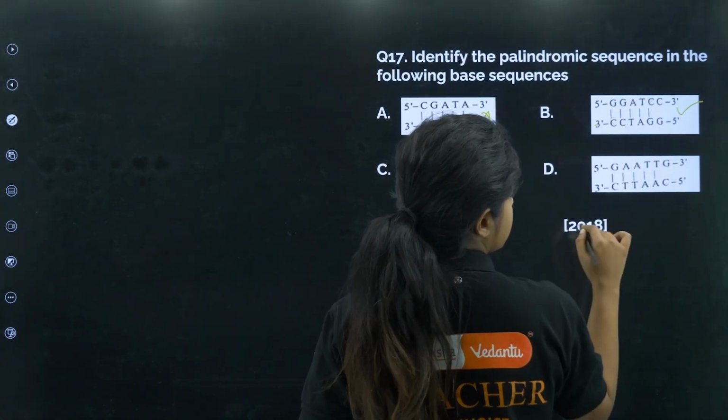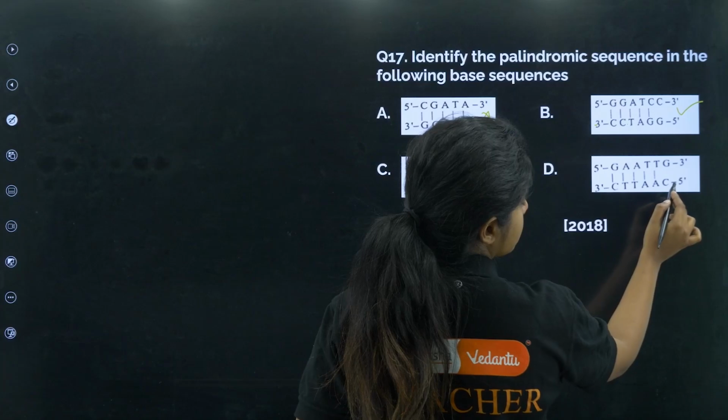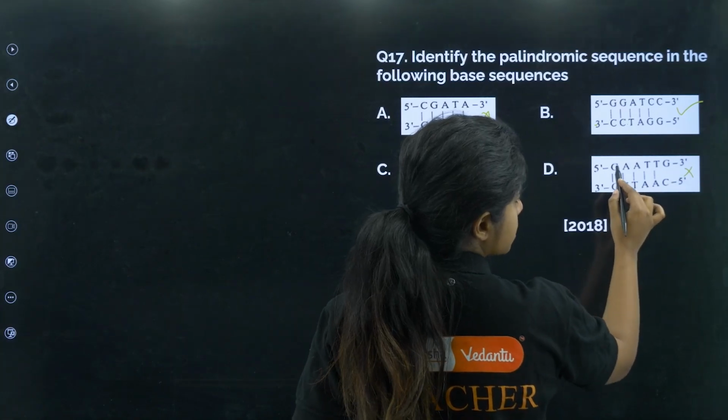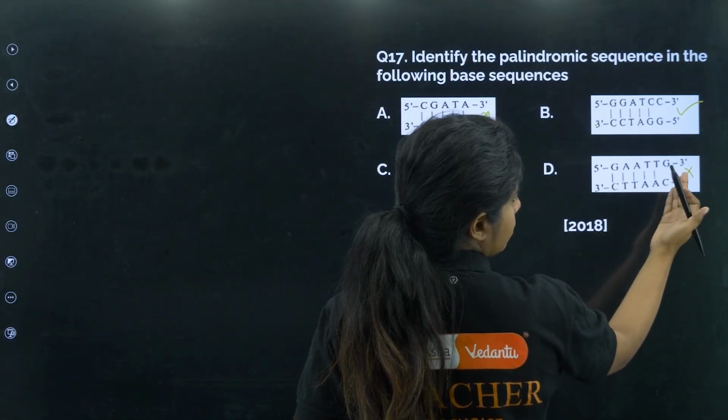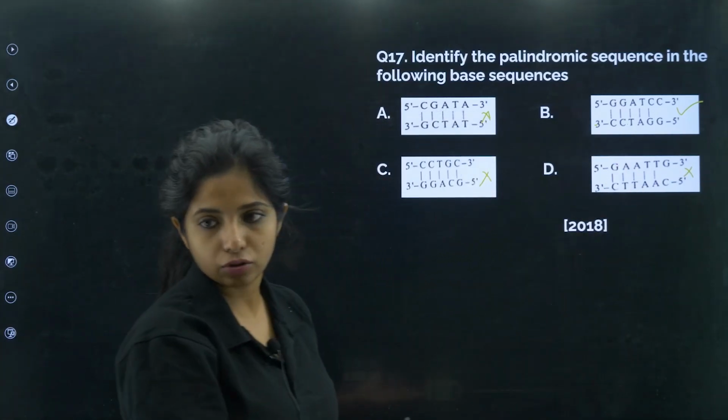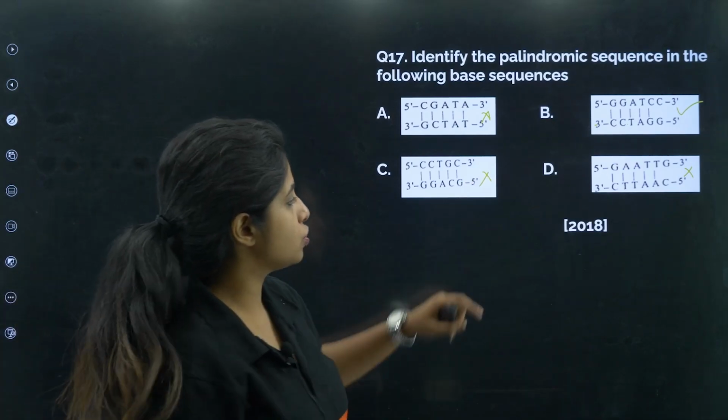So this is correct, but let's see the other option. G is here, C is here. This is again wrong, because if G is here, G has to be here also, because it should be palindromic, right? So it has to be the same thing. So this becomes your correct answer.